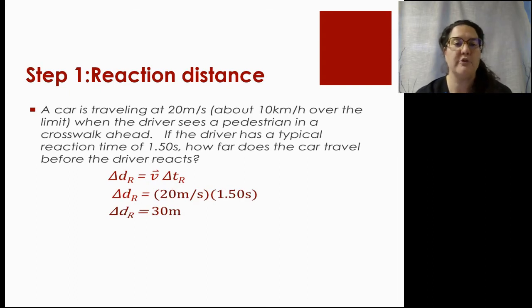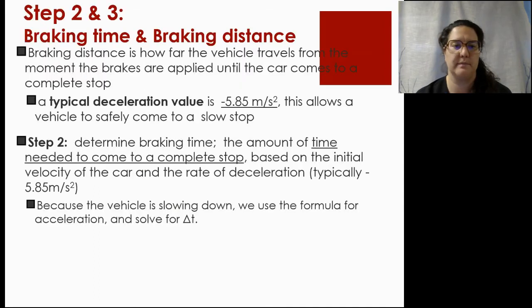So, for example, a car is traveling at about 20 meters per second, or roughly 10 kilometers an hour over the limit. When the driver sees a pedestrian on a crosswalk ahead, the driver has a typical reaction time of 1.5 seconds. How far does the car travel before the driver reacts? To calculate the displacement, we're going to take the velocity of 20 meters per second, multiply it by the reaction time of 1.5 seconds, and get a total distance traveled of about 30 meters. And that's just the reaction distance.